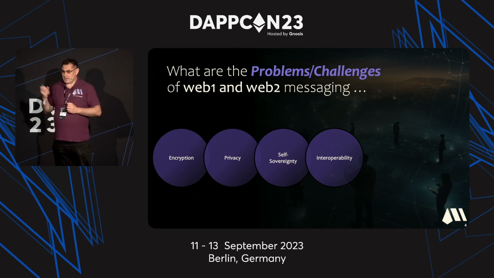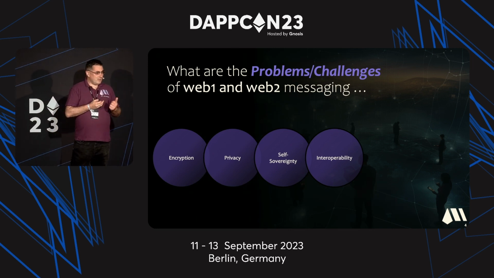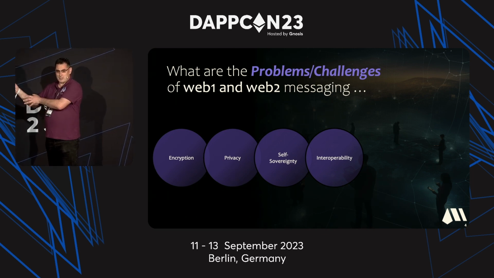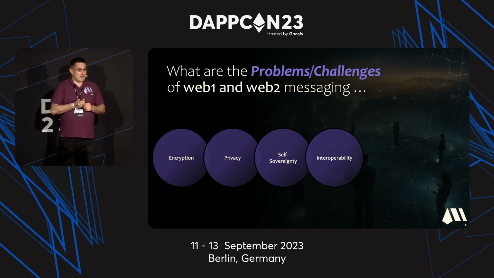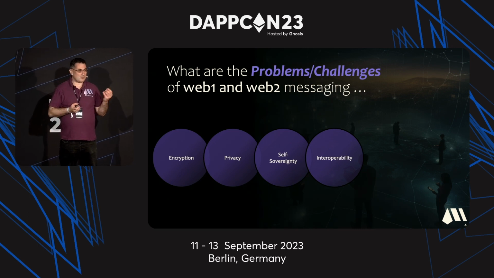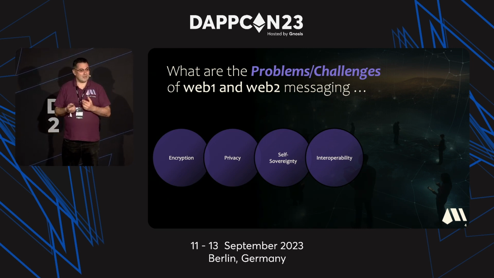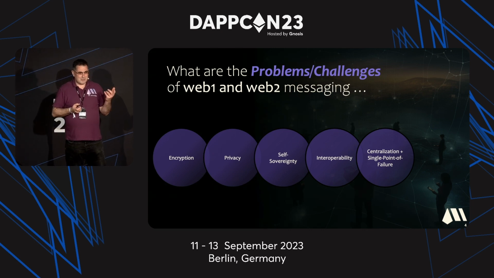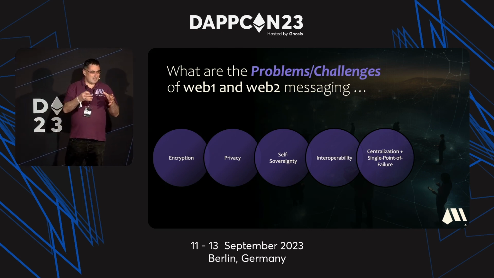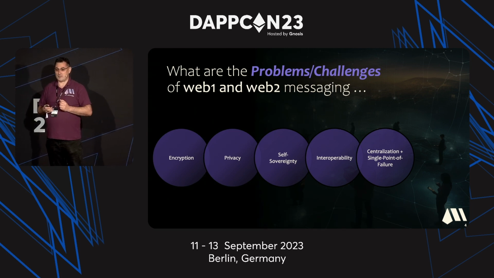Interoperability I also mentioned before. If I'm using messenger 1 and my friend is using another messenger, I cannot send a message. It's not possible for now because they are closed ecosystems, and most of these big messengers also have no real intent to change this, because if they are the monopolists, they are fine with this. Centralization and single point of failure, I also mentioned already. We have these services, and if the service goes down or blocks me, I'm out of the system.